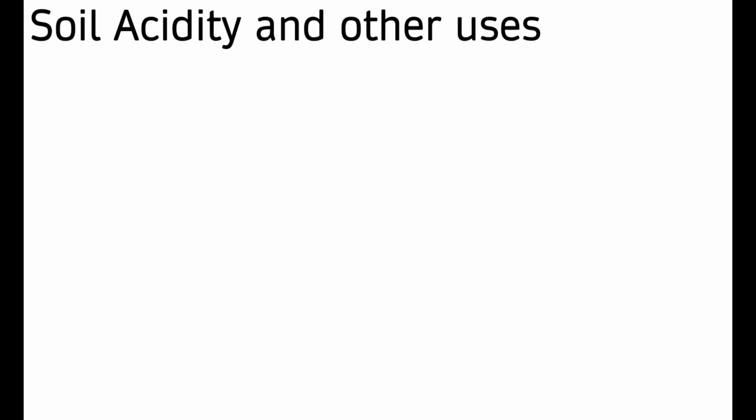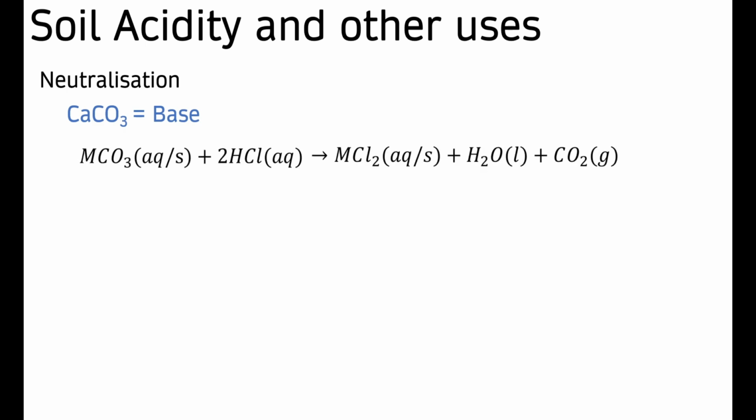Finally, we have the more mundane uses. One use is to change the acidity of soil used to grow crops. Seeing as calcium carbonate is a mild base, it can react with any acidic residue left over from previous crop growth and turn it into a neutral salt, water, and carbon dioxide.